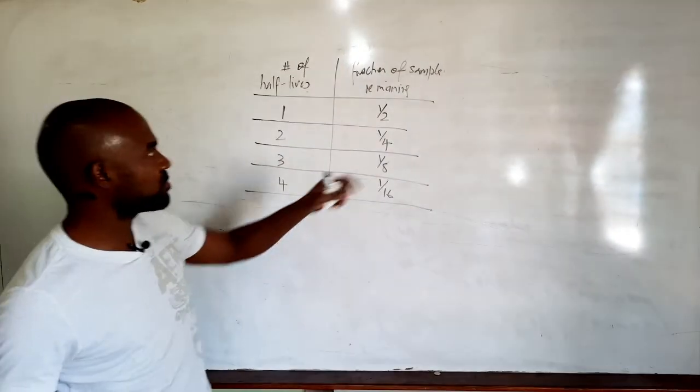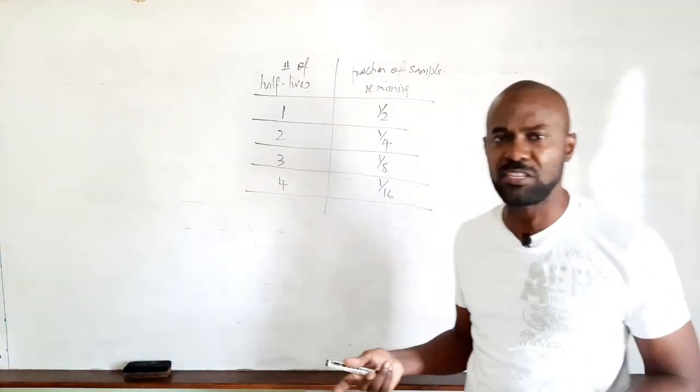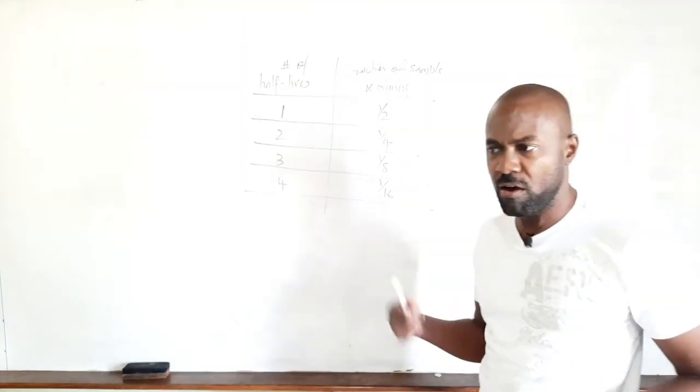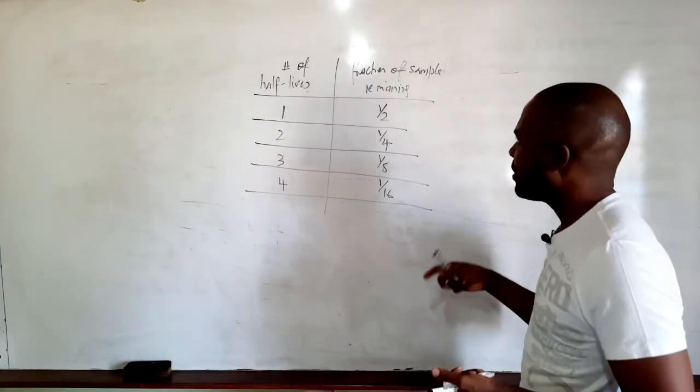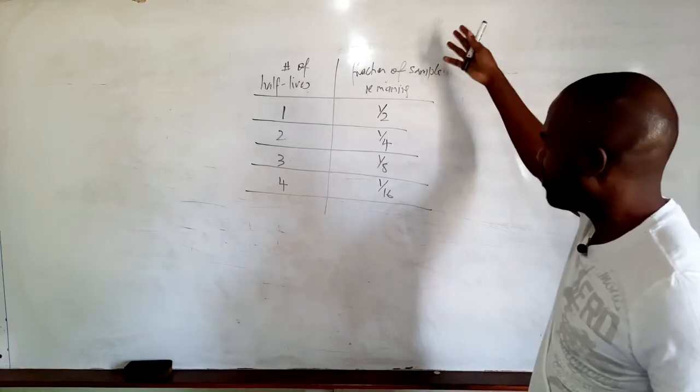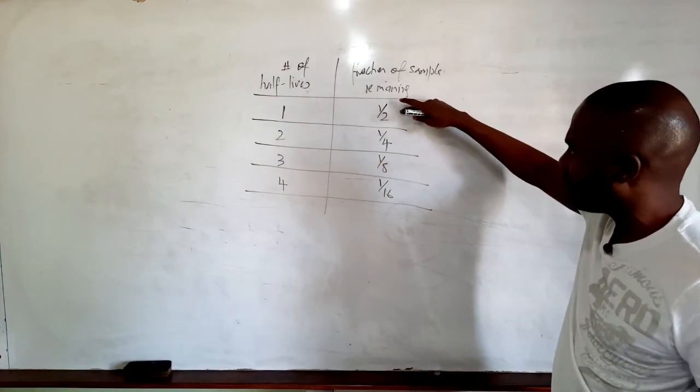Now we did this in terms of the fraction of the sample remaining, but it also applies to the activity, or the fraction of the activity of the particular sample, right? So if the initial activity is, say, 1 for simplicity, after 1 half-life, the activity will be a half.